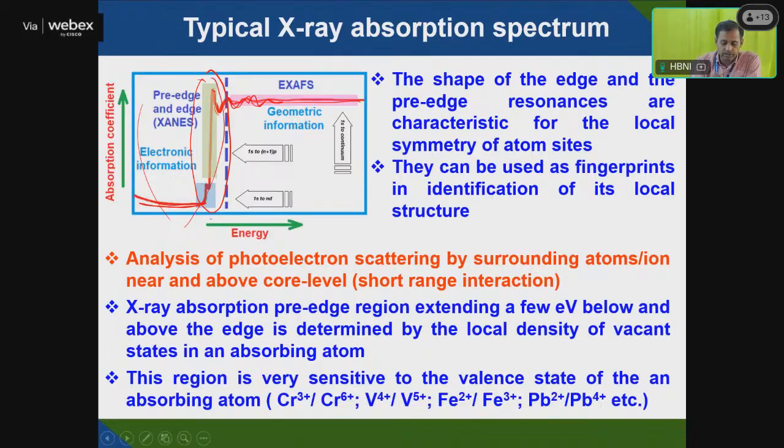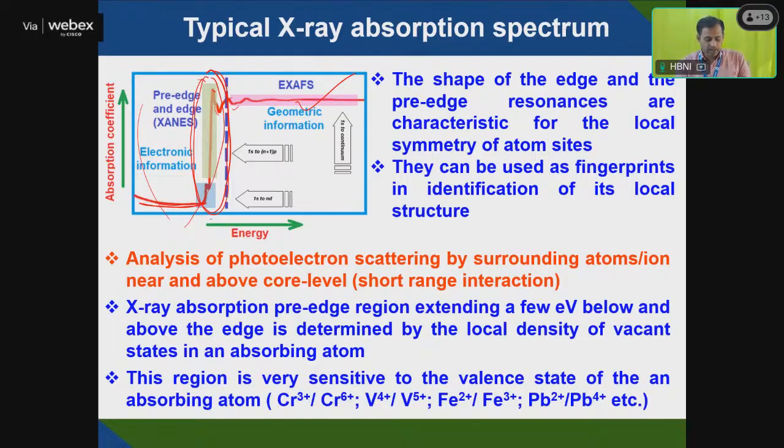That is the XANES part, X-ray absorption near edge spectroscopy, which will give you the oxidation state. Then you go to this wavy structure part, the EXAFS, which gives mainly geometric information, that is, the coordination number. The sharp edge and the pre-edge resonance are characteristic of the local symmetry of the atom. So this gives the local symmetry, like the oxidation state, and can be used as a fingerprint to identify the local structure.